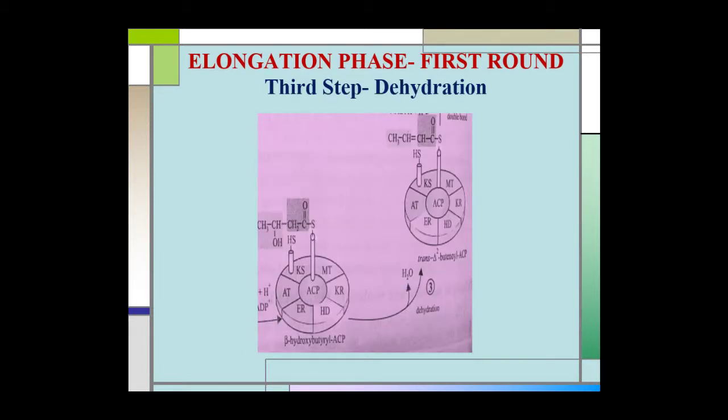In the third step of the elongation phase, which is the dehydration step, one molecule of water is removed from the second carbon and third carbon of the beta hydroxybutyryl ACP to yield a double bond in the product trans delta 2 butenoyl ACP, also known as crotonyl ACP. The enzyme that catalyzes this dehydration reaction is beta hydroxyacyl ACP dehydratase.